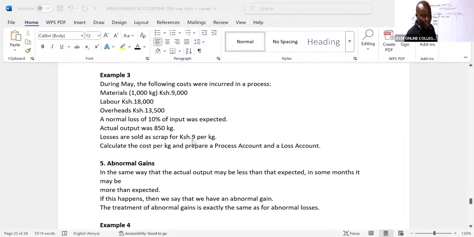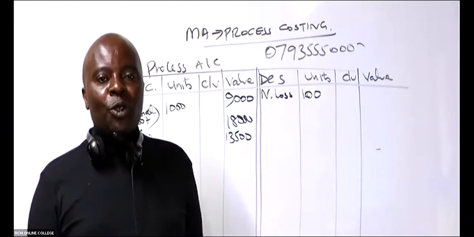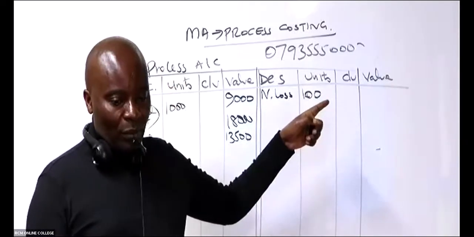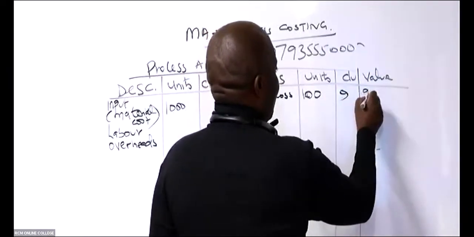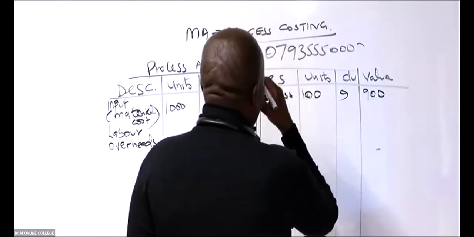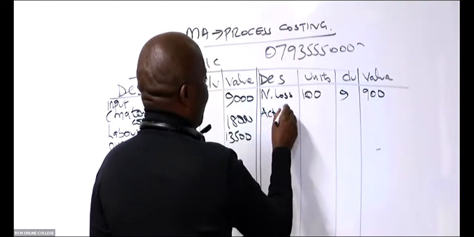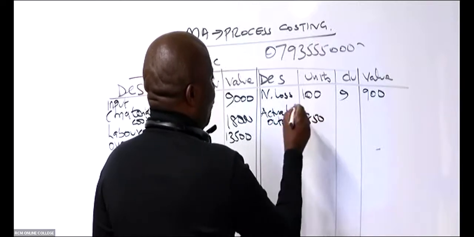You can see in this case losses are sold at a scrap value of 9. And remember, at times the scrap value is not given. If the scrap value is not given, you should always multiply whatever quantity you have here by 0. But now here we have a scrap value of 9, which gives us 900. Apart from that, we have the actual output, which is 850.